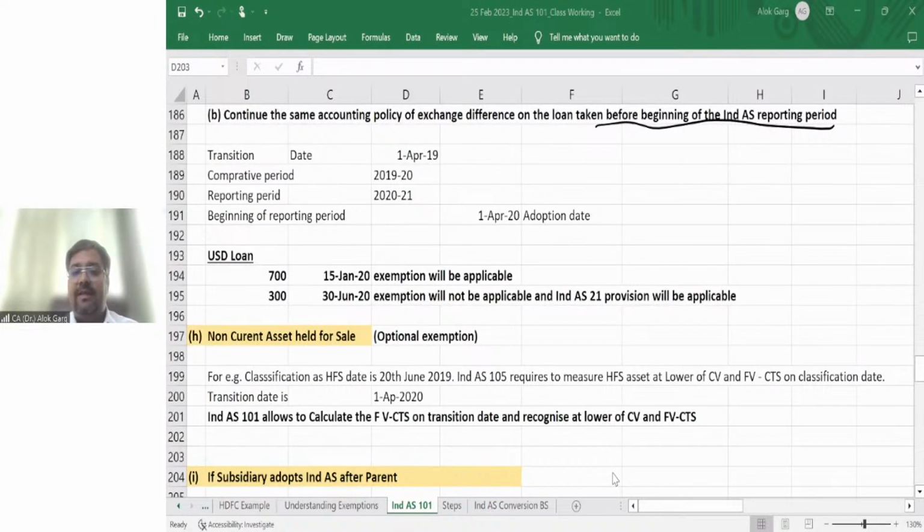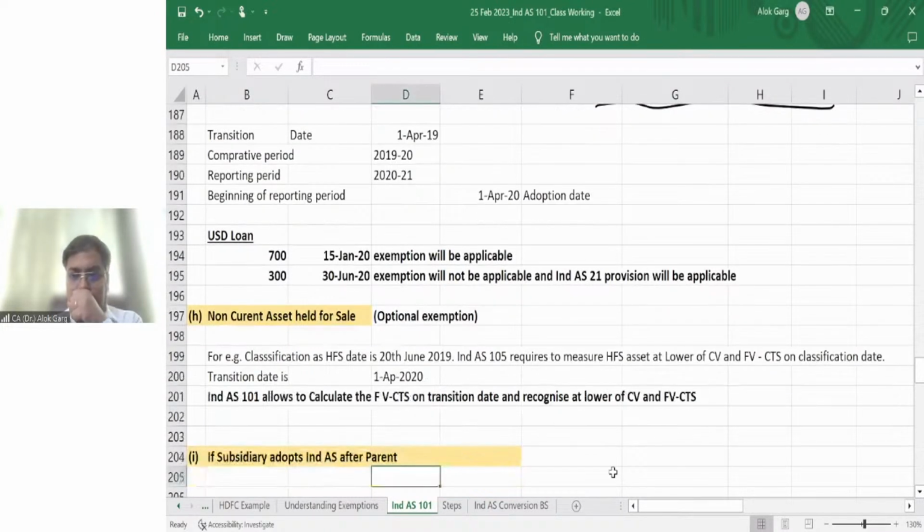Non-current asset held for sale, is it clear?